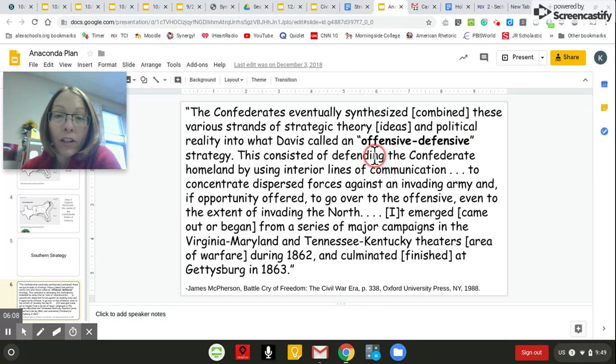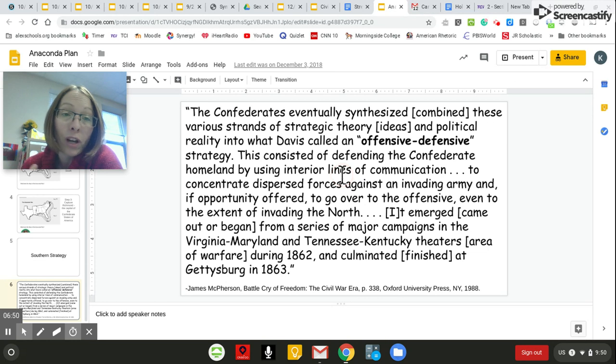But I have highlighted here the words offensive defensive strategy. This consists of defending the Confederacy by using interior lines of communication. So they're primarily defending it from attack and invading armies. So defending it from the North coming down into the South. And so mostly a defensive war, and then a little bit of offensive by attacking, possibly as they did in Gettysburg, going into Pennsylvania, into the North. But primarily, the South is just going to play a defensive war.